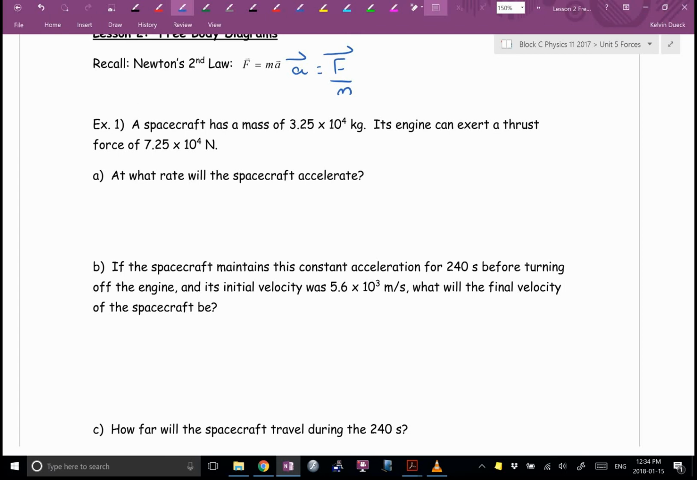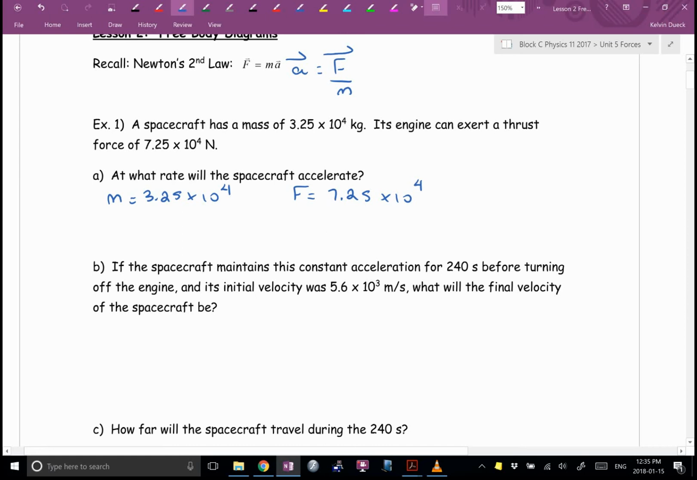A spacecraft has a mass of that. It's in scientific notation because spacecraft are heavy. Its engine can exert a thrust force of that. Okay. What's this asking me to find, Brian? Part A. So here, I would say they gave me a mass of 3.25 times 10 to the fourth. They gave me a force of 7.25 times 10 to the fourth.